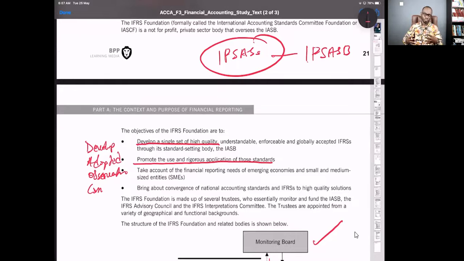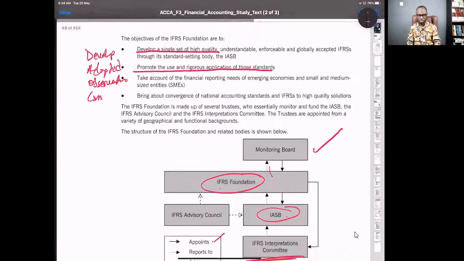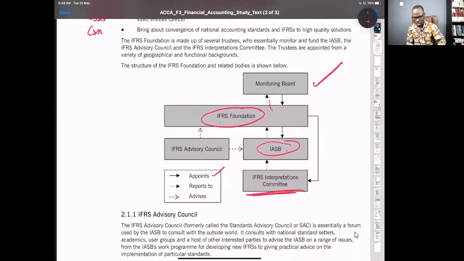So the goal of the IFRS Foundation is to ensure the convergence. Now, these IPSAS are just taking the IFRSs and trying to nationalize them and contextualize them in laws and rules, and how public sector entities can use them. Then the IFRS Foundation is made up of several trustees who essentially monitor and fund the IASB and IFRS Foundation and IFRS Interpretation. So that is the diagram you see there.